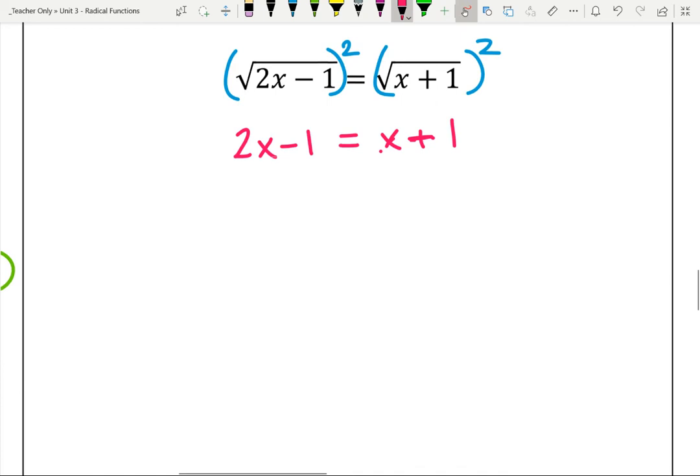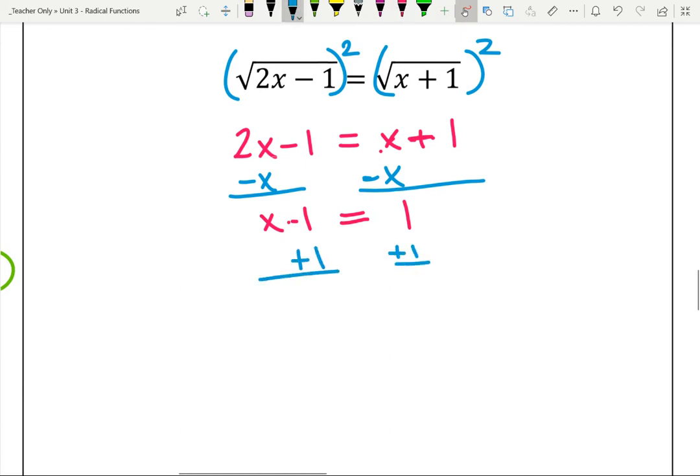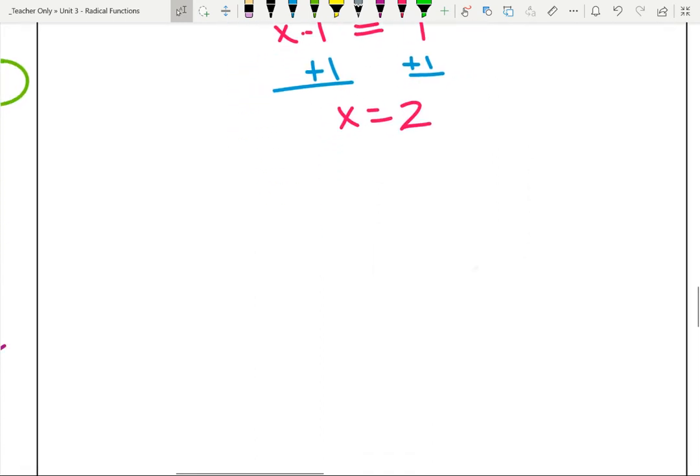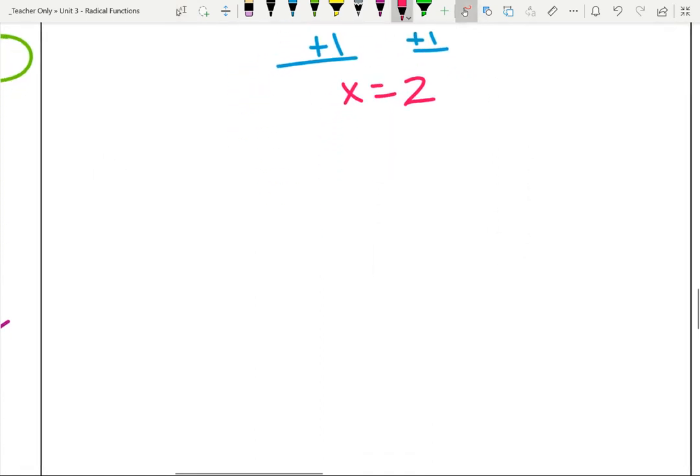And you've solved equations like this hundreds of times before. There's lots of different first steps you could take. I'm going to subtract x from both sides first. And I'm going to get x minus 1 is equal to 1. And once I add 1 to both sides, I'm going to get x is equal to 2. Now, that was really nice. It felt like I was just solving any old equation from back in the day, but I still have to check. So that's what I'm going to do.